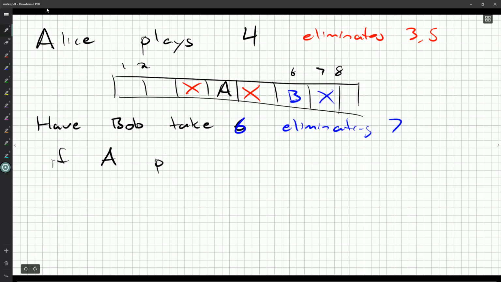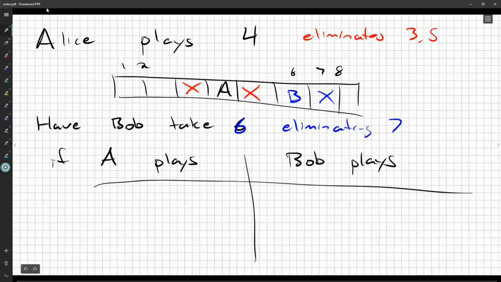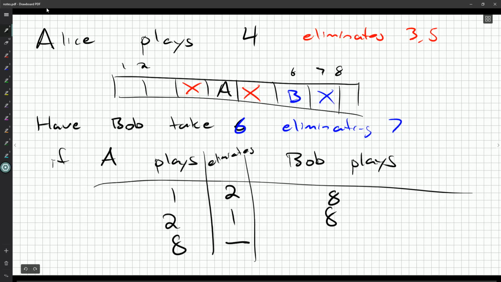If Alice plays, then Bob plays. So if Alice plays 1, have Bob play 8. And you can even have another column here, eliminates. So 1 eliminates 2. If Alice plays 2, that eliminates 1. Again, have Bob play 8. If Alice plays 8, that eliminates nothing. And have Bob play. It doesn't matter which one, so we'll say 1. Actually, I'll say 2 just because then the picture would be all the evens are taken. Okay. But there we go.